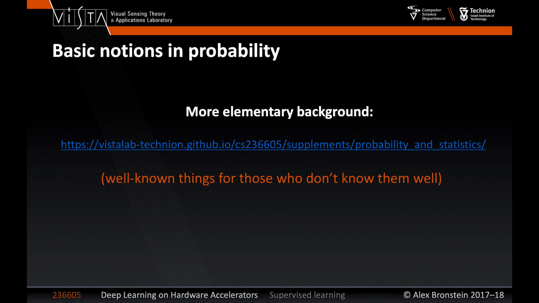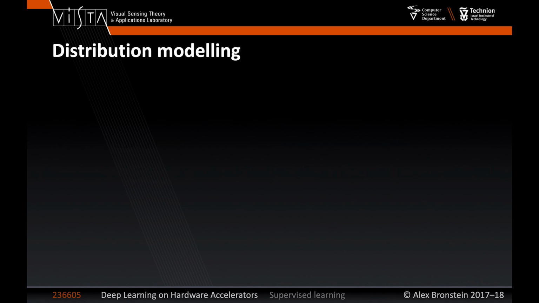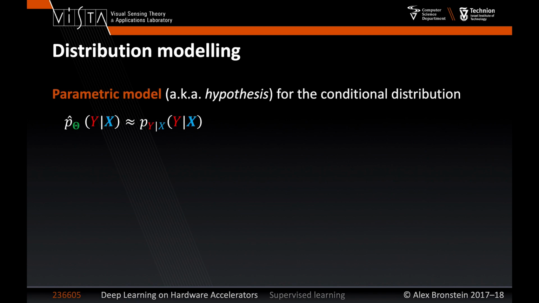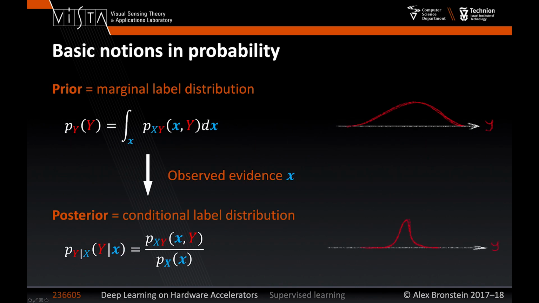So again, back to our estimation problem. The approach that we are going to take to this learning problem is to build a parametric model, sometimes called a hypothesis, for this conditional distribution. This is what my estimator will output: the distribution of the label conditioned on the data.